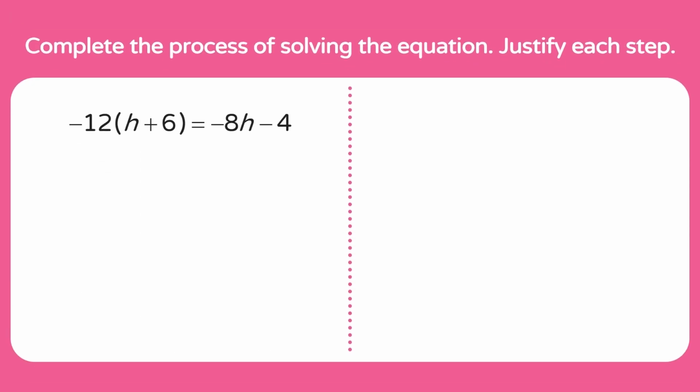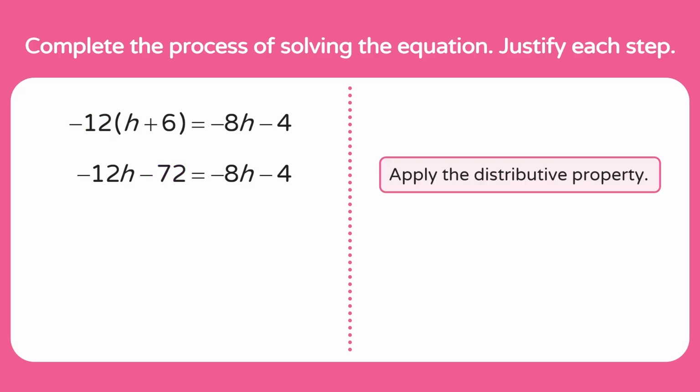This time, we will solve this equation ourselves and justify each step. Our goal is to get h by itself. The first thing I see is the parentheses on the left side. Let's apply the distributive property. Negative 12 times h is negative 12h, and negative 12 times 6 is negative 72. To justify this step, we'll put apply the distributive property here.